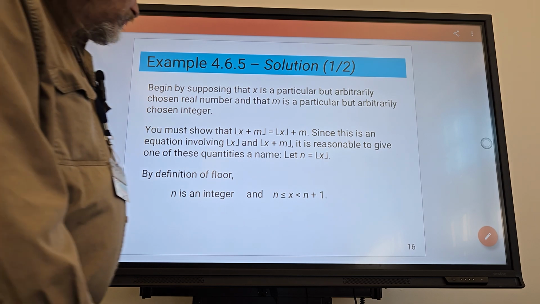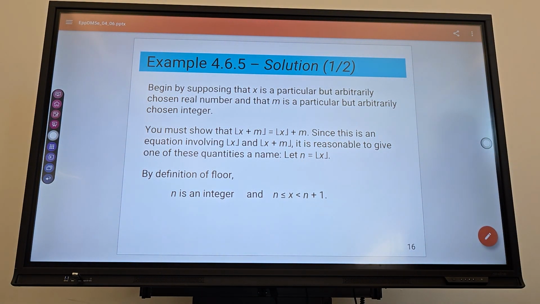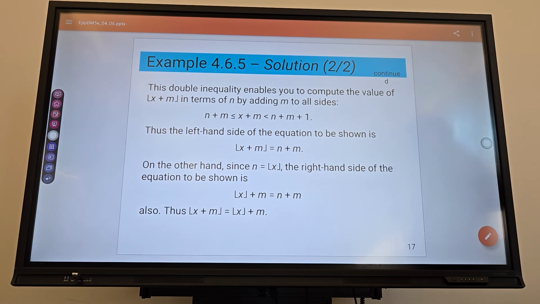By definition of floor, n is an integer, and n is less than or equal to x and less than n plus 1. This double inequality enables you to compute the value of the quantity floor of x plus m in terms of n by adding m to all sides.